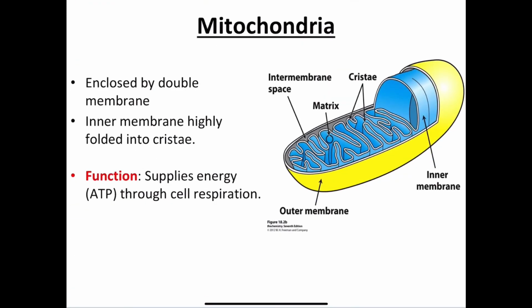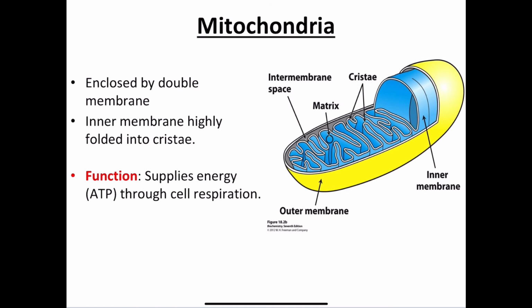Okay, next kita ada mitochondria. So mitochondria is enclosed by double membrane. Macam nukleus tadi. Nukleus pun ada double membrane, inner membrane dengan outer membrane. So kita tengok di sini yang kuning ini adalah outer membrane dan yang biru ini adalah inner membrane. The inner membrane is highly folded into cristae. So lipatan-lipatan ini dipanggil sebagai cristae. Okay, so inner membrane ini akan dilipat-lipat membentuk structure cristae.